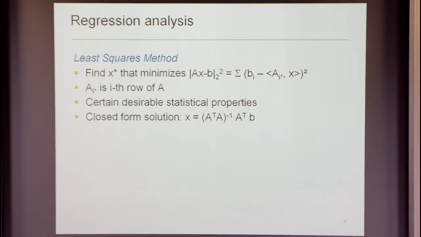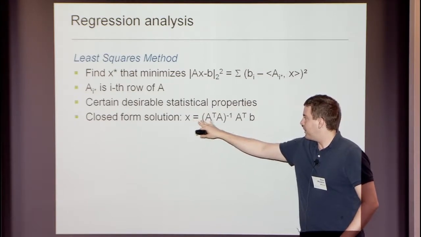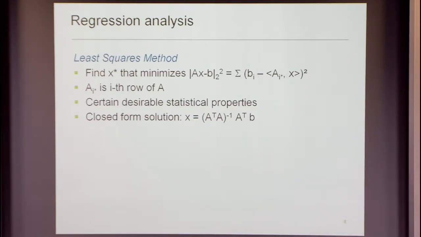This has certain desirable statistical properties. It's known to be a maximum likelihood estimator if your noise is Gaussian. And it actually has a closed form solution as well. The solution to the least squares regression problem is given by x equals (A transpose A) inverse A transpose b. This closed form solution comes from solving the so-called normal equations to this problem.